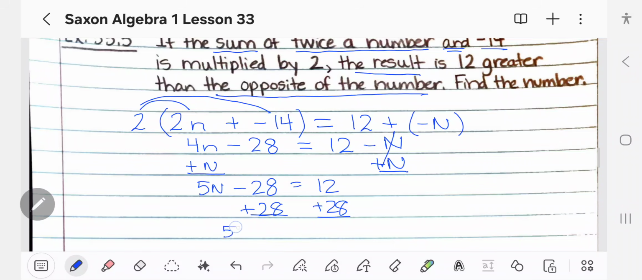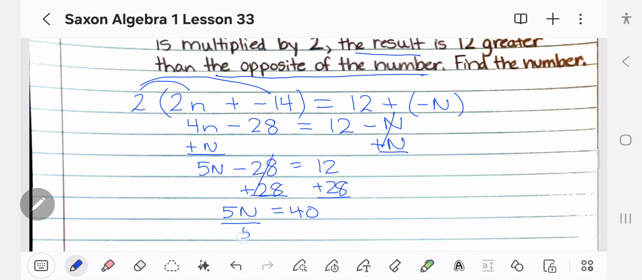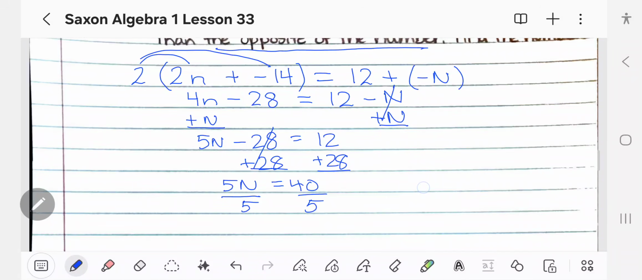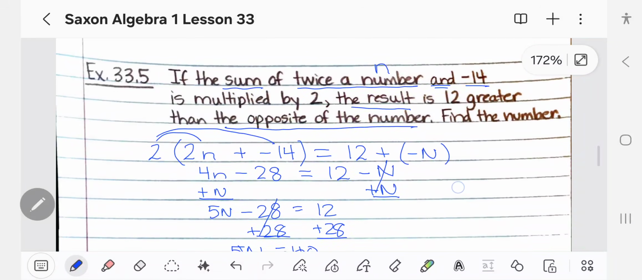And I end up with 5n is equal to, what is that, 40? Now I'm multiplying by 5, so I'm going to divide both sides by 5. And I get n is equal to 8. And that is your answer. And we can check that. We can substitute that back in.